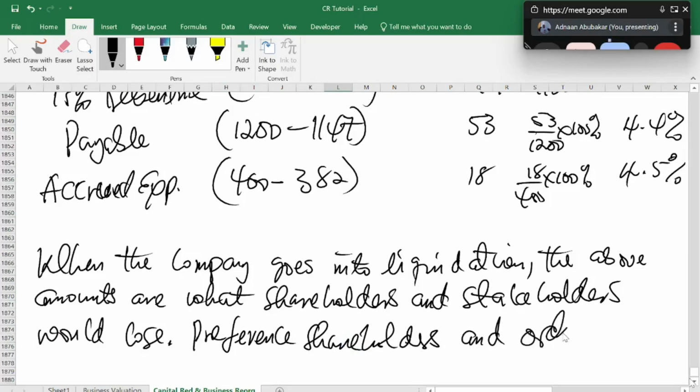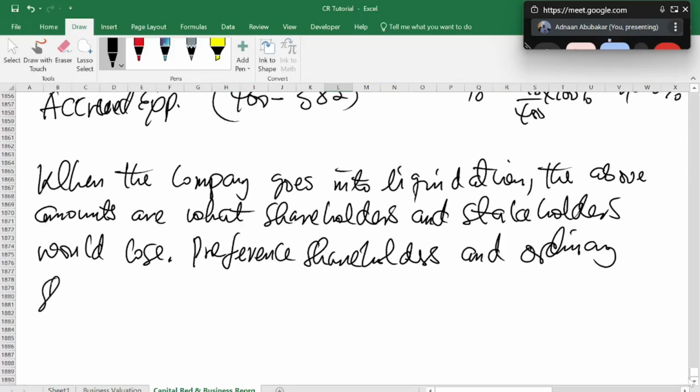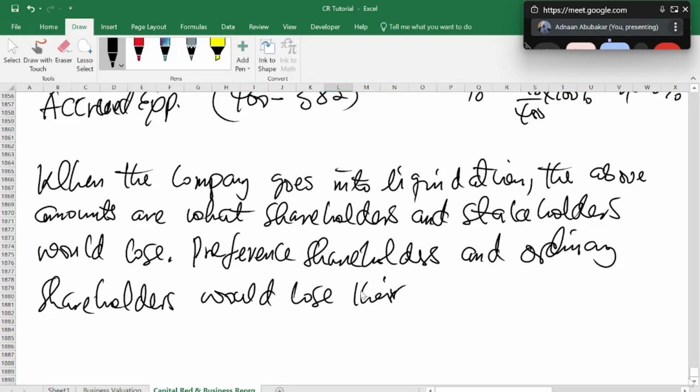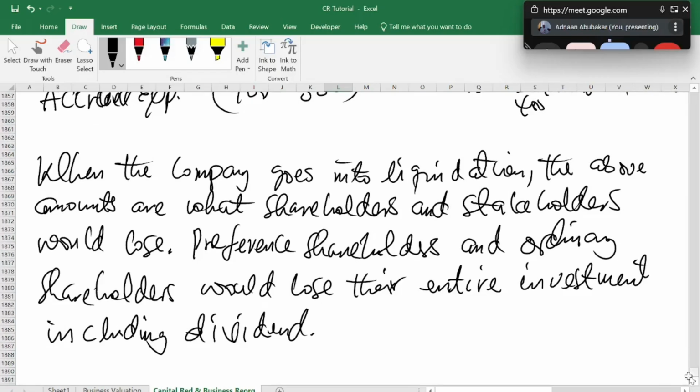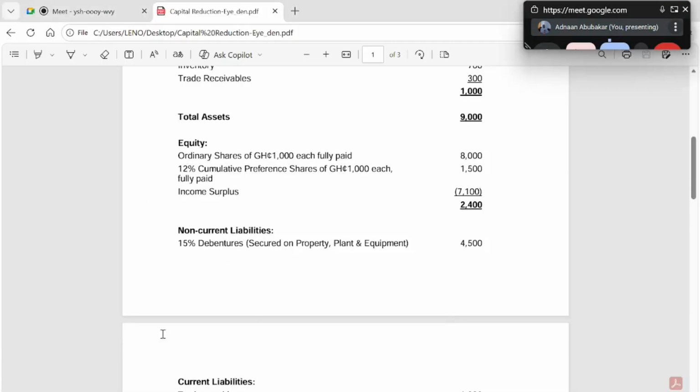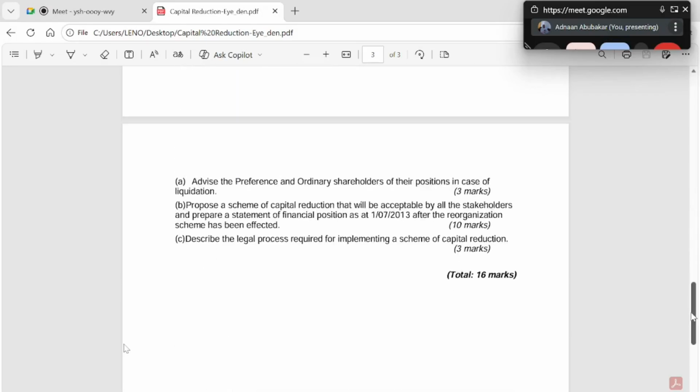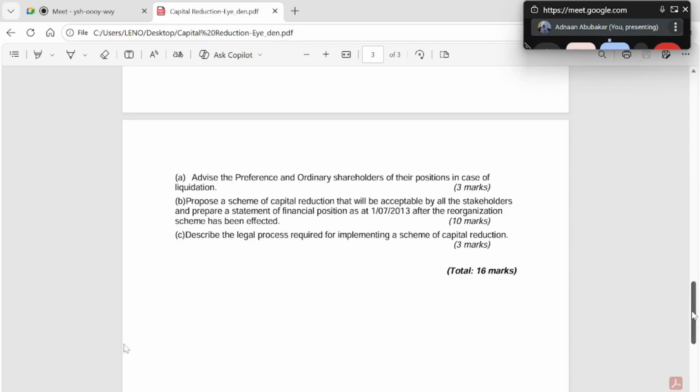So there you say preference shareholders and ordinary shareholders will lose their entire investment, including dividend. Full stop. That's all. So you've answered A as they requested. Any question? No, sir. So that is what they want you to do.